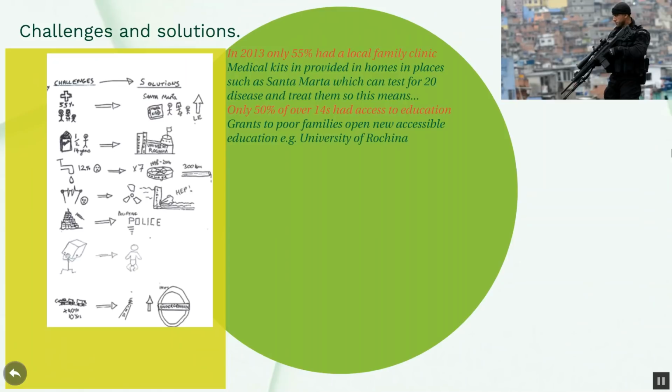So that first set of pictures there, in 2013, only 55% of people had access to a local family clinic. Now, that would be like going to a GP surgery for you and me. And lots of things are being done by the government to try and solve these issues, particularly in the favelas. And one of the things we looked at was the idea medical kits are being provided in homes, in places such as Santa Marta. Remember, get those key place names. And these medical testing kits can test for up to 20 diseases, treat them. People can self-diagnose. People are being educated on how to use them.